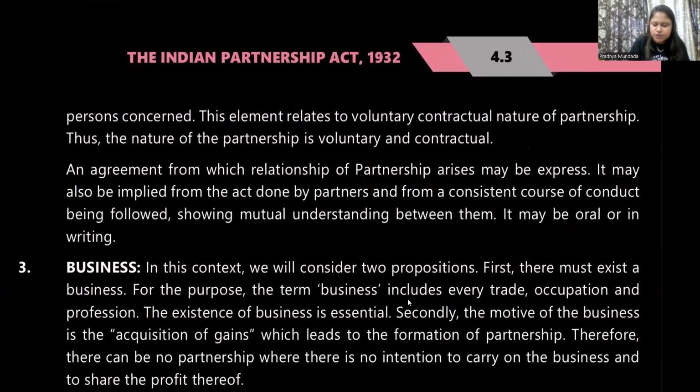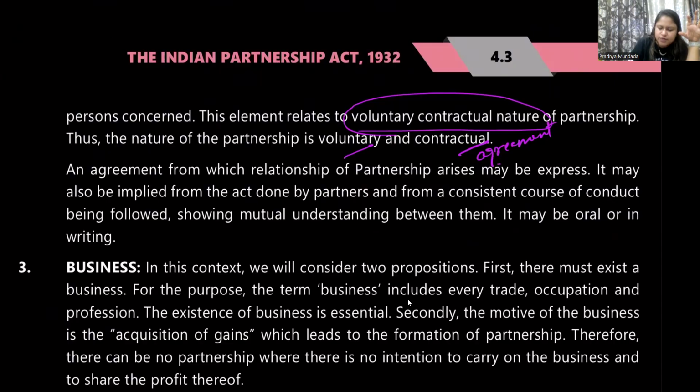This element relates to the voluntary contractual nature. That means if there are 5 people who want to do partnership together, those 5 people should voluntarily come together and enter voluntarily into a contractual obligation. Thus, the nature of partnership is voluntary and contractual. Contractual means there has to be an agreement.